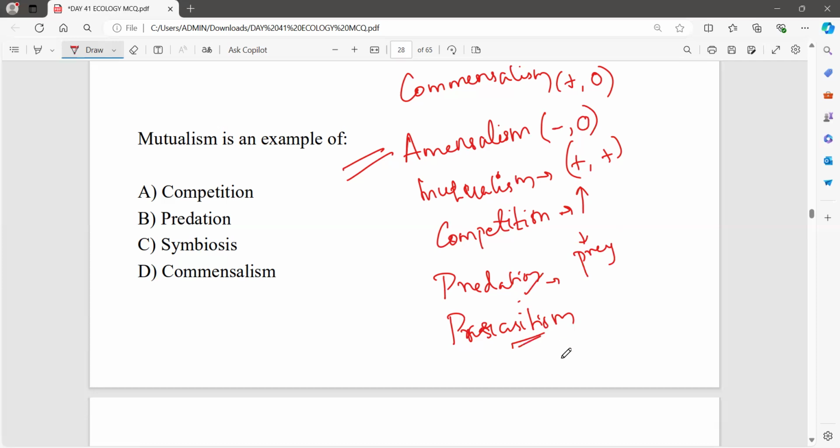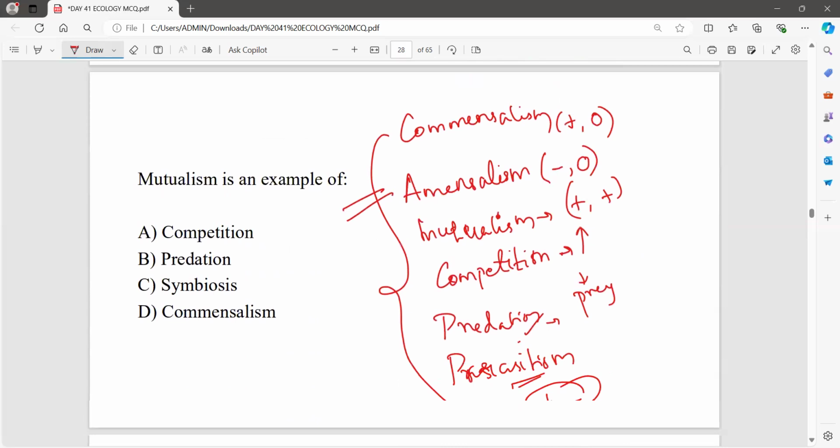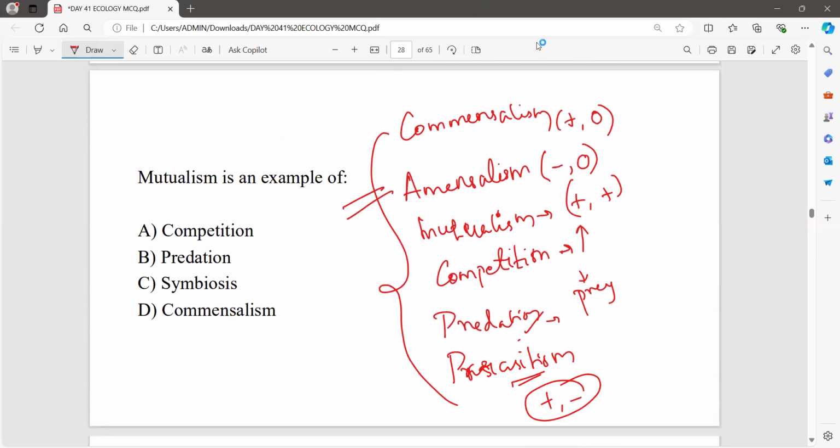And in case of parasitism, one is getting affected, one is getting harmed. Right? Everybody clear? That's all. This is what a symbiotic association is. Now, this mutualism is an example of symbiosis. Everything will be a symbiotic relationship. These are all the types of symbiotic relationship.